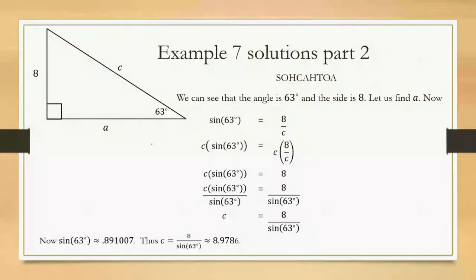Okay. Well, what about, let us not find A, let's find, that should be a C, sorry. We're going to find C. Now, how do we know to use sine? Well, we have the opposite. We want the hypotenuse, C is our hypotenuse. So we have opposite, hypotenuse. What do we use? The sine trig function.